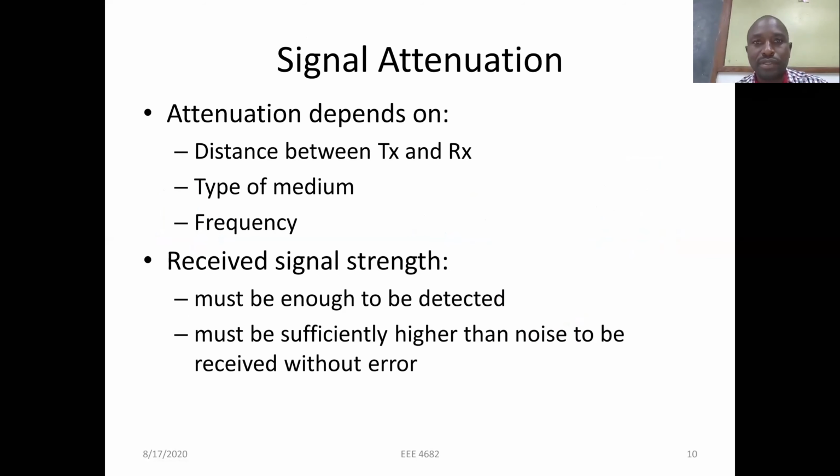Next, I want us to talk about signal attenuation in terms of the factors. Now, signal attenuation depends on the following factors: distance between the transmitter and the receiver. The longer the distance between the transmitter and the receiver, the higher will be the value of the attenuation.